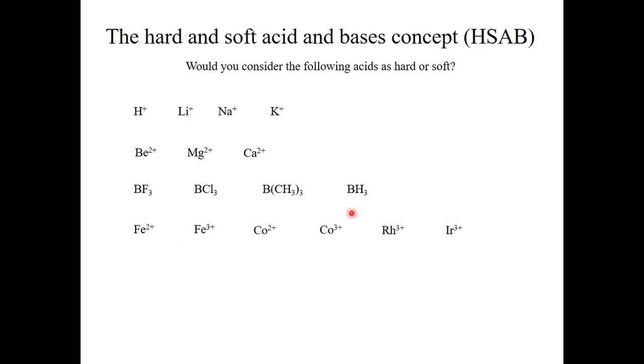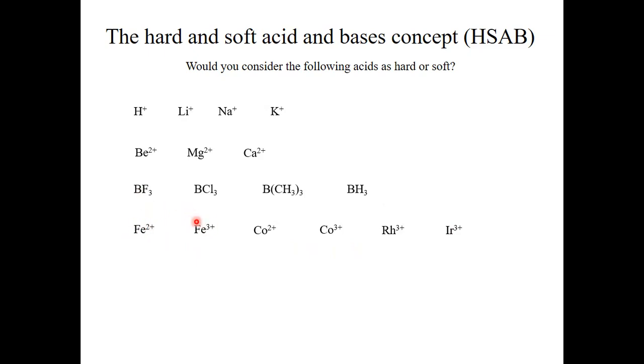Okay, so what about that series? Iron 2+, iron 3+, cobalt 2+, cobalt 3+, rhodium 3+, iridium 3+. So these tend to be kind of intermediate, okay? For iron 2+ and iron 3+, we have relatively small atoms to consider here.